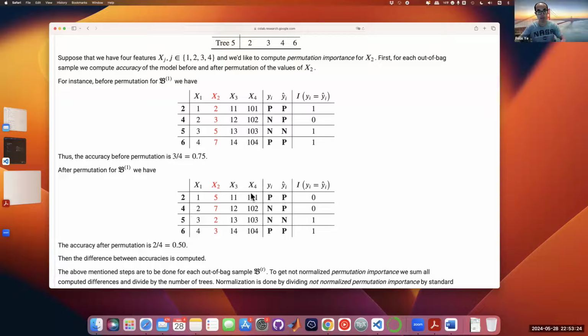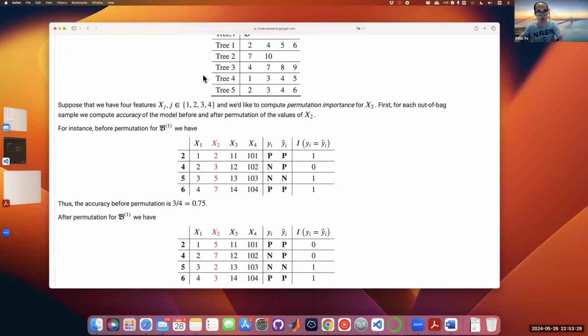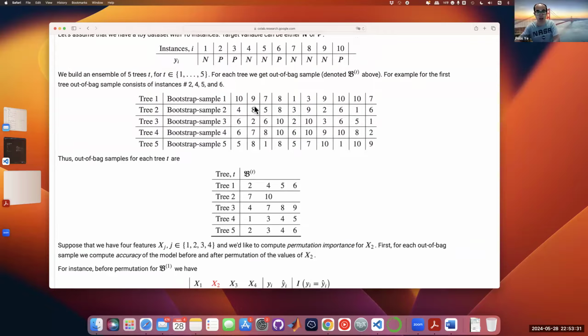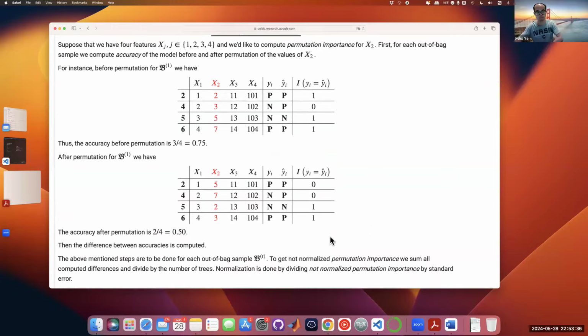As a result, we make the prediction using the same tree that we trained on the rest of the 6 data points. And we find that the accuracy decreased from 0.75 to 0.5. So the difference, 0.25, is the permutation importance for tree 1 and the feature X2.